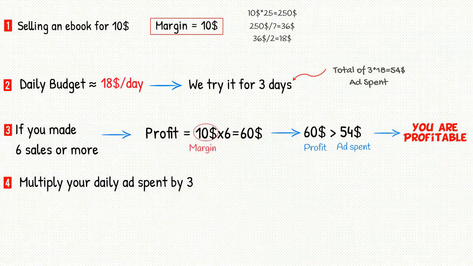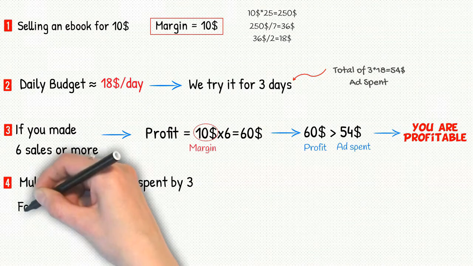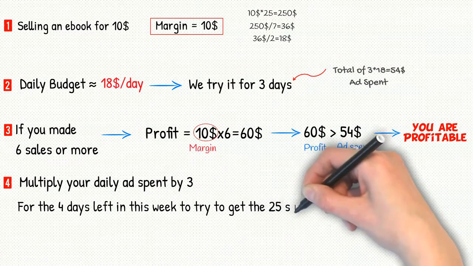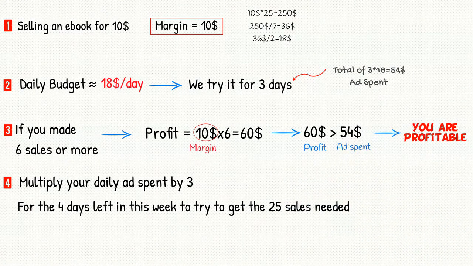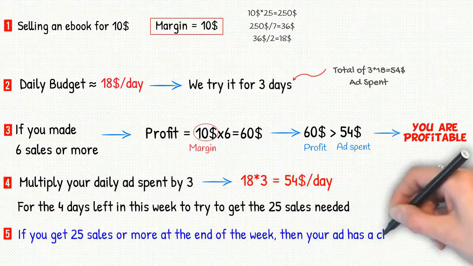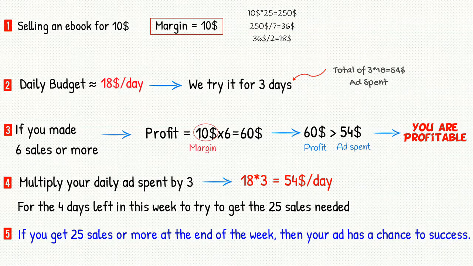You will multiply your daily ad spend by 3 for the 4 days left in this week to try to get the 25 sales needed. It means you will operate on $54 per day for the last 4 days. If you get 25 sales or more, then your ad has a chance to succeed.